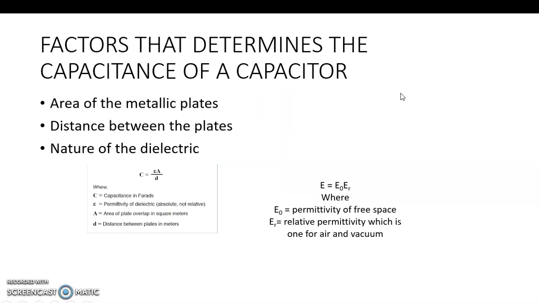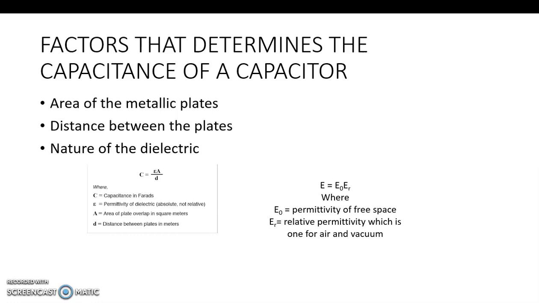The factors that determine the capacitance of a capacitor. Number 1 is the area of the metallic plates. Number 2, the distance between the plates. Number 3, the nature of the dielectric. Now if you check the formula below, you will see that the capacitance of a capacitor is εA divided by d, where ε represents the permittivity of the dielectric, C represents the capacitance in farads, A represents the area of the plates in square meters, while d is the distance between the plates.